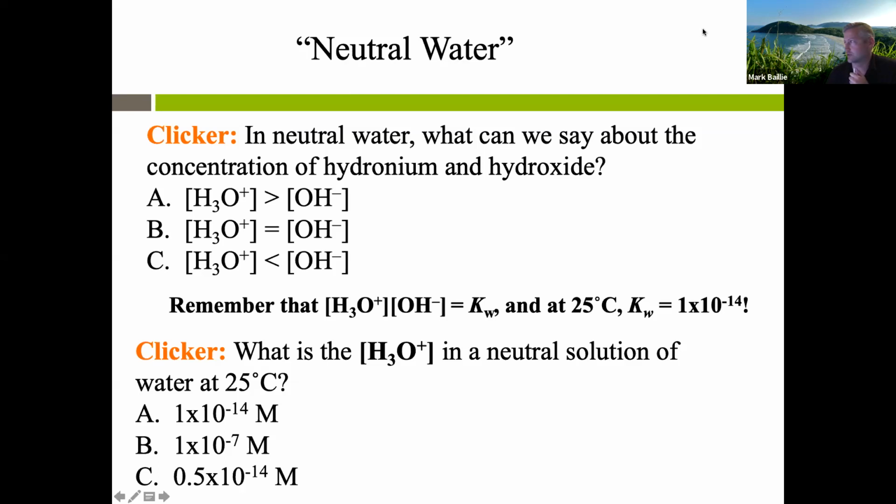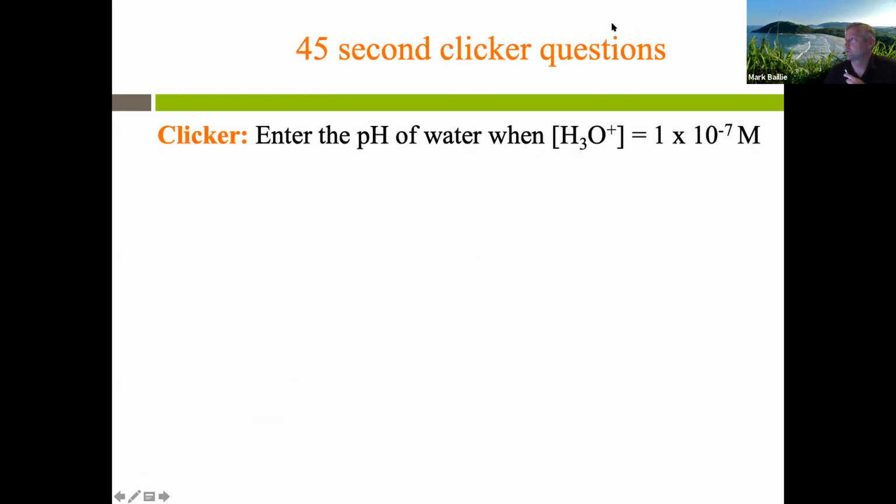See how the answers are rolling in. So it's either 1 times 10 to the negative 14th or 1 times 10 to the negative 7th. I agree. Maybe let's ask this other question. Maybe we can just have someone shout this out, or multiple people. What is the pH of neutral water? 7. Okay, we all know that, right?